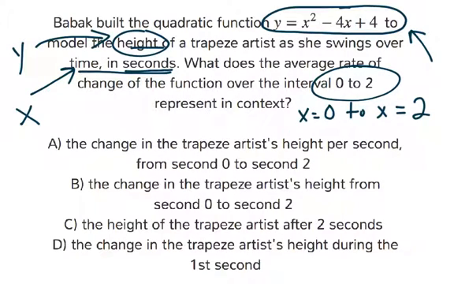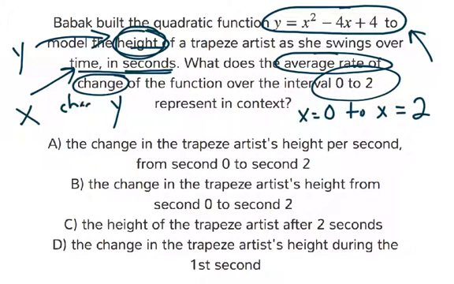Okay, so based on that, we can read through these answers and figure out what's going on. A, the change in the trapeze artist's height per second from second 0 to 2. That sounds pretty good because we want to know the change in height, right? Because we have this rate of change, which tells us how much the y is changing. It's basically change in y divided by change in x. So that sounds pretty good, but let's keep going and see if we can find something better.